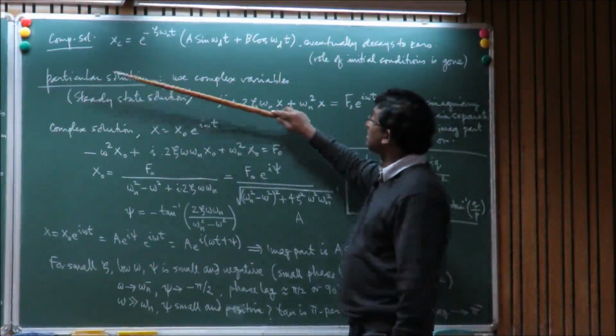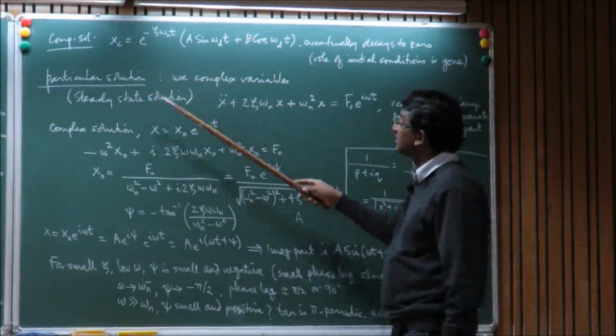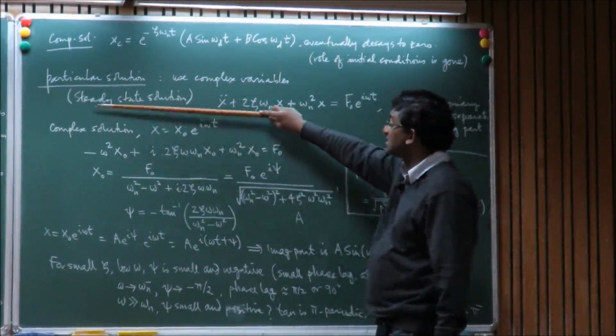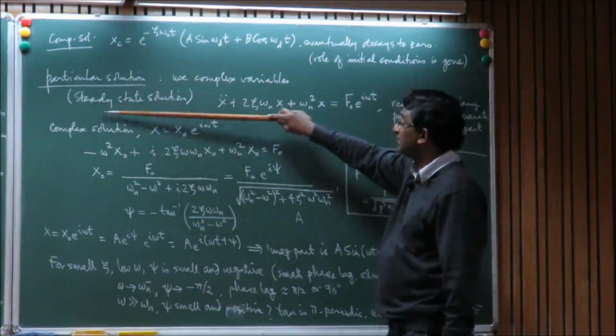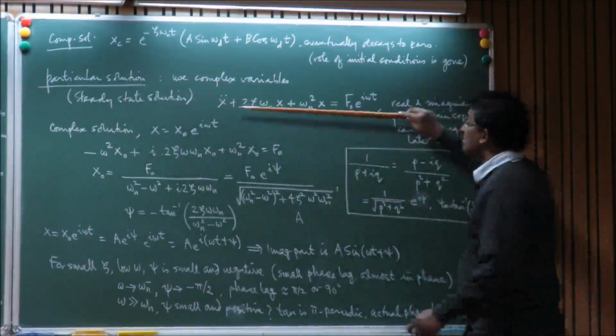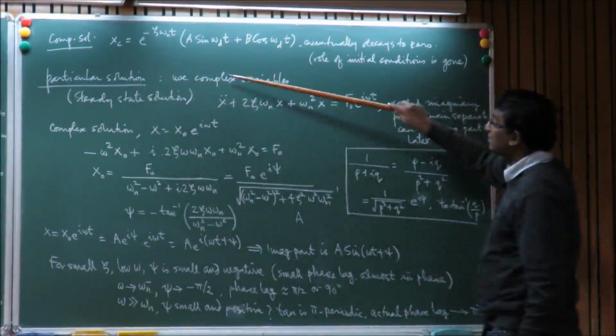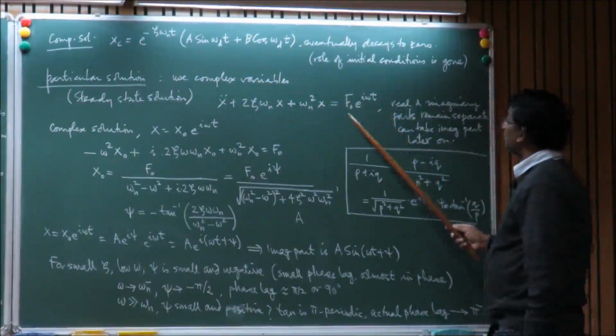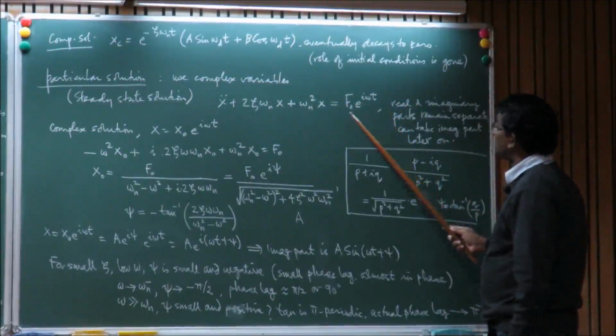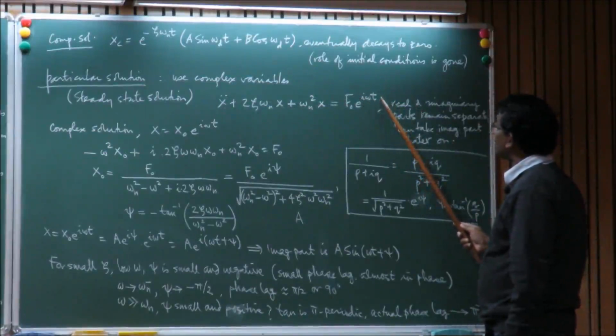The particular solution, it is better to use complex variables. The particular solution is also the steady state solution, as you will see, the particular solution we find. So over here, we are writing it again. Here is the governing equation, but we are now using complex variables. The f0 sine omega t is written as f0 e to the power I omega t.